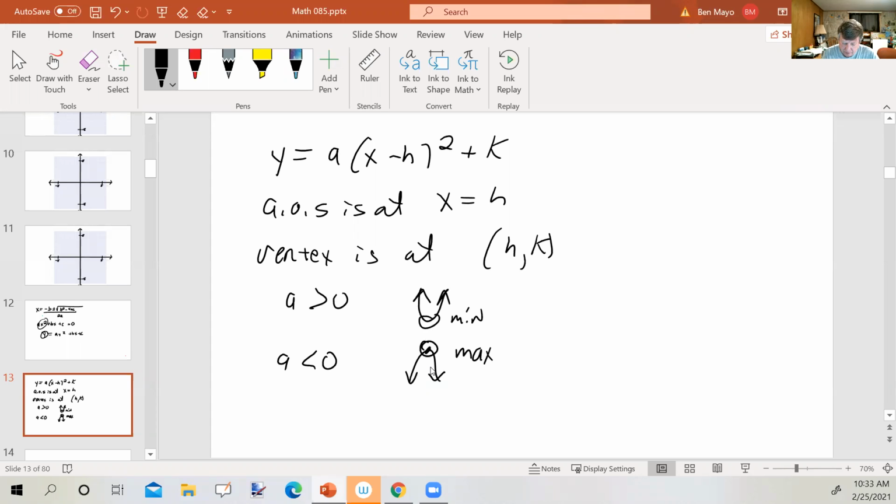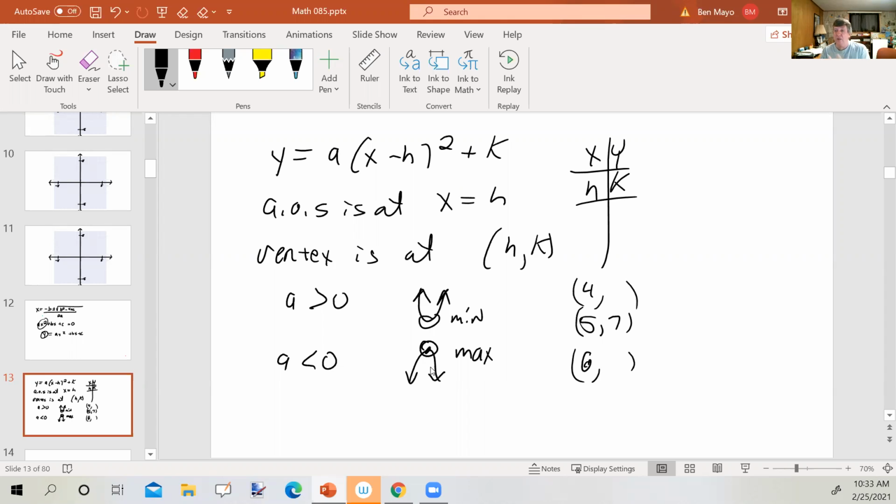Okay, let's see here. Anything else I want to, oh, when you're going to plot this using WebAssign, you want to find 2 points. You want to find the vertex, which is at (h, k), and then let's say that (h, k) is (5, 7), okay? So then what you'd want to do is choose another point where x is 6 or x is 4. In other words, pick an x value immediately on either side of the vertex. That should give you good coordinates for the second point.